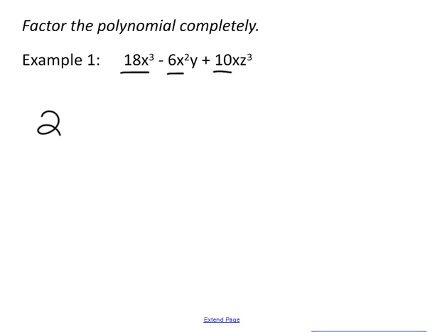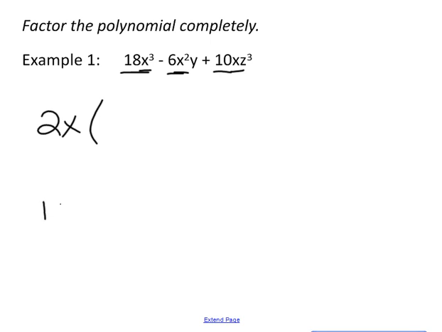Now we're going to look at the variables. We've got an x cubed, an x squared, and an x. So the largest one that they all have is x. They don't all have y, and they don't all have z. So my greatest common factor will be 2x. We're going to divide that out.